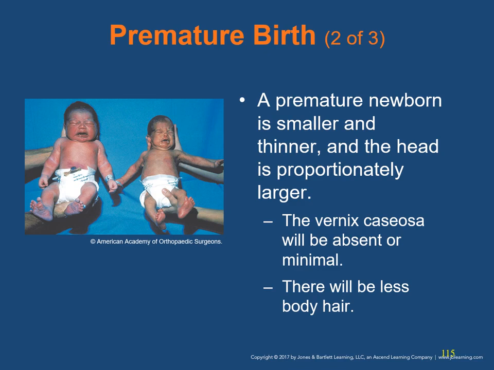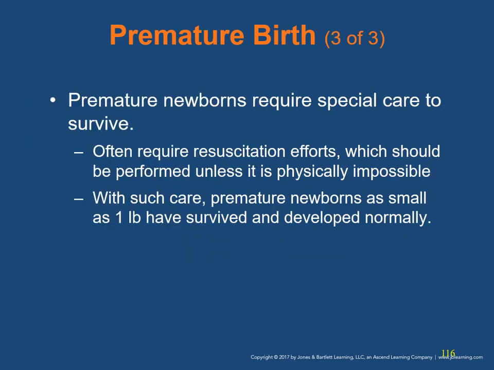The vernix caseosa will be absent or minimal on a premature newborn. There will also be less body hair. Premature newborns require special care to survive. They often require resuscitation efforts, which should be performed unless it is physically impossible. With such care, premature newborns as small as 1 pound have survived and developed normally.